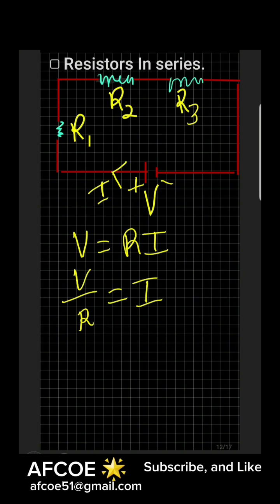But the problem is you have to use all the resistances to know the current that is flowing through the circuit. If you use only R1, you have a wrong answer. Use only R2, you have a wrong answer. Use only R3, you have a wrong answer. So you will need a certain resistance that is the same as R1, R2, and R3 together, and we call that the equivalent resistance.